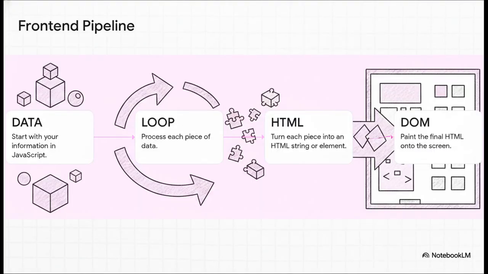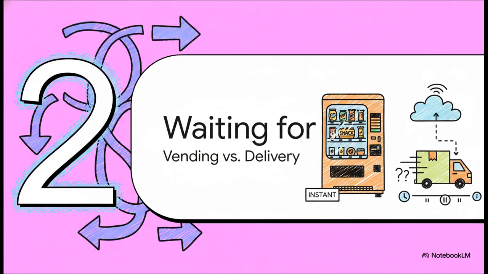So, the correct way to do this, the proper workflow, always looks like this. 1. You start with your data in JavaScript. 2. You loop through it. 3. You turn each piece of data into some HTML. And 4. Only at the very end do you paint that result onto the DOM, the whiteboard, for the world to see. Data first, then DOM. Every single time.